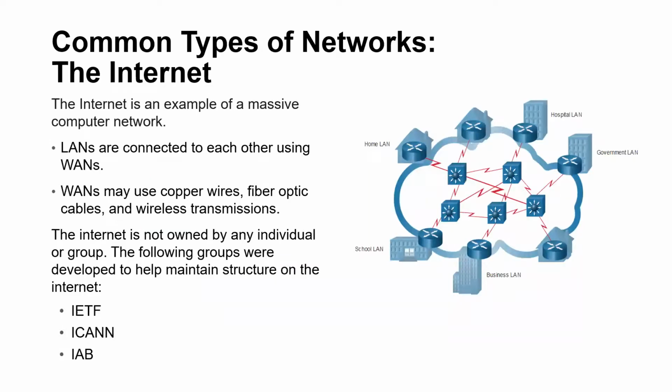Also, we have the internet. The internet is a worldwide collection of interconnected LANs and WANs. LANs are connected to each other using wide area networks, while wide area networks may use copper wires, fiber optic cables, and wireless transmissions. The internet is not owned by any individual or group. The following groups were developed to help maintain structure on the internet. We have IETF, ICANN, and IAB.